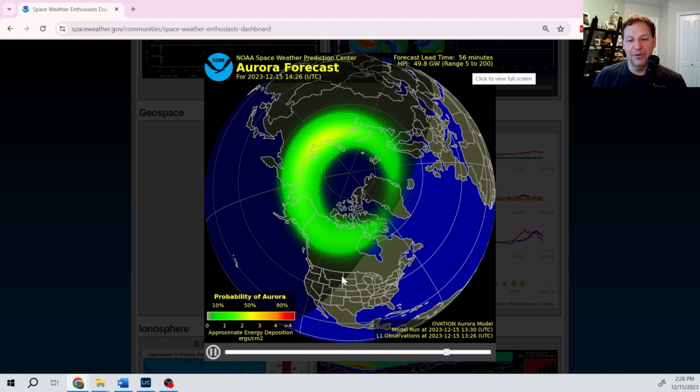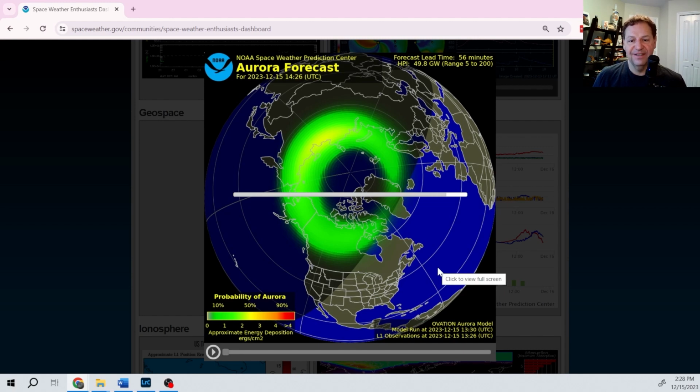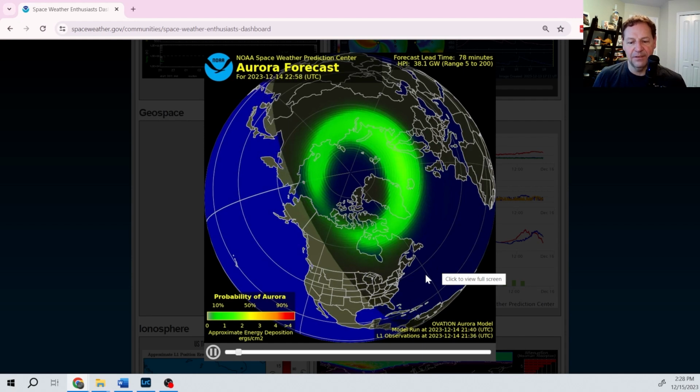You can have KP4 and a positive BZ, and the oval will shrink, and you probably won't be able to see anything where I live. Or it can be 2, and the HPI can be 60, 70, and we'll have a wonderful display.